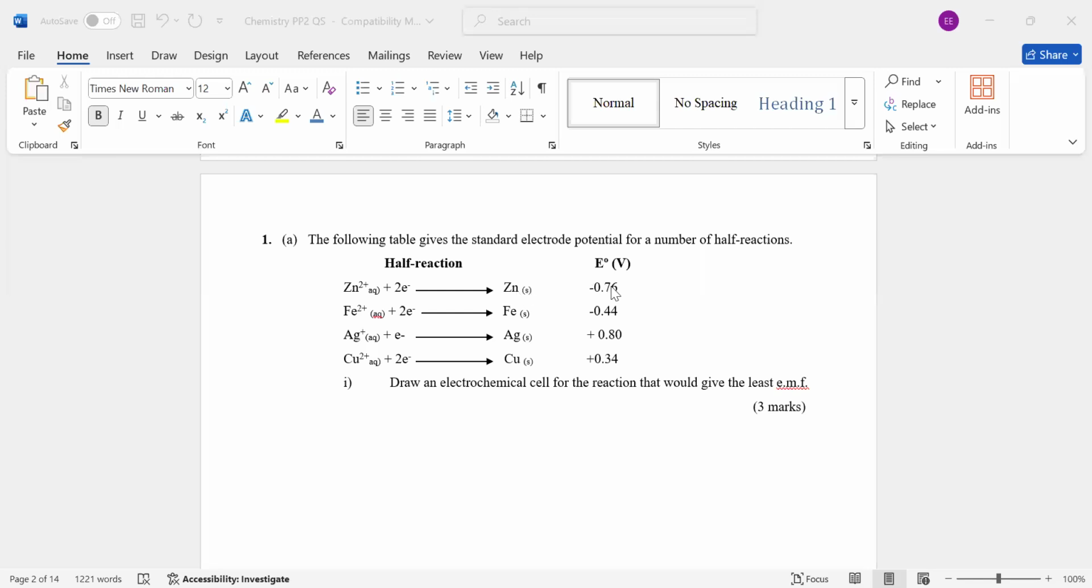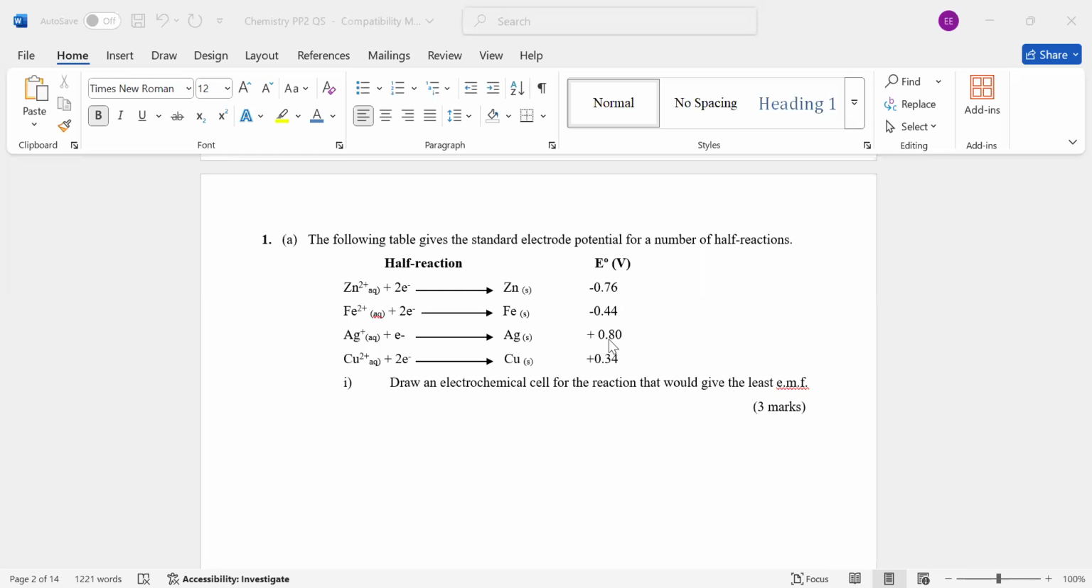And the reason is because it is the most electronegative. So the one that is the most electronegative, actually you'll realize that it is the one that is most reactive, is the one that is the strongest reducing agent. And the one that is the most electropositive is the one that is the strongest oxidizing agent.